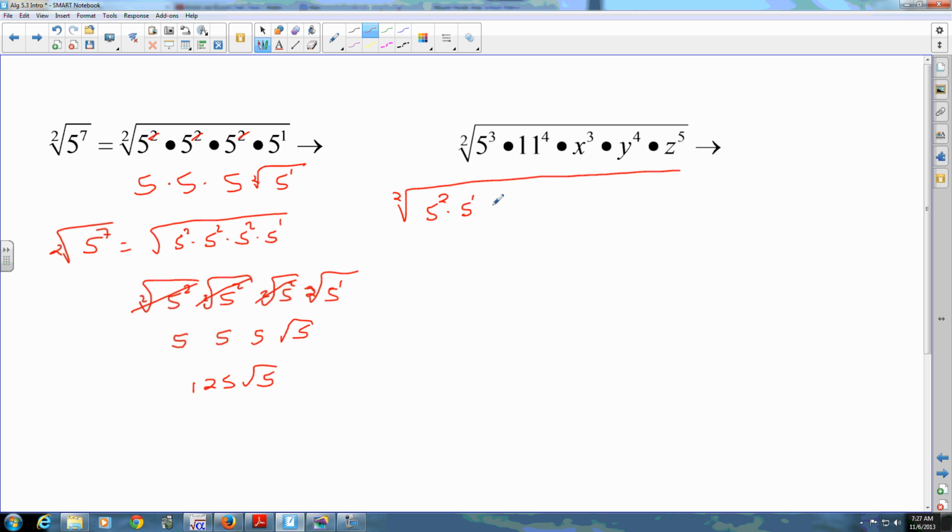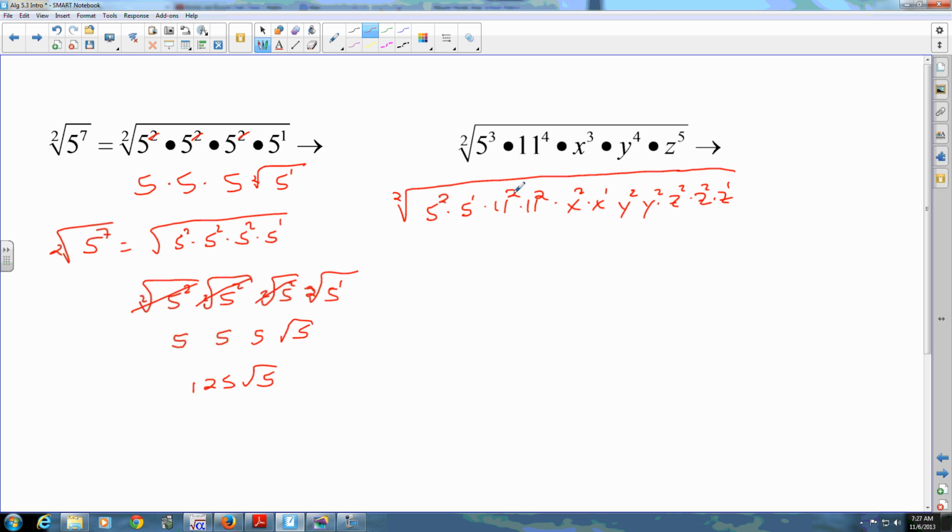11 to the fourth is 11 squared times 11 squared, times x squared times x to the first, y squared. Again, these have to add to the original power. And I'm choosing squares because it's a square root. Times z to the fifth is z squared times z squared times z to the first.